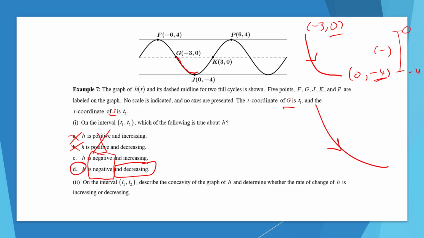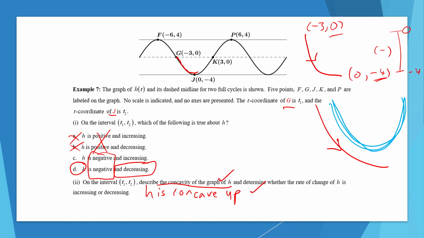Now, part 2. Describe the concavity and determine whether the rate of change is increasing or decreasing. Well, the concavity here, this is a concave up graph, right? It makes an upwards U shape. So that's what I'm going to say. I'm going to say first h is concave up. And now that's for the first part there, so that knocks that out.